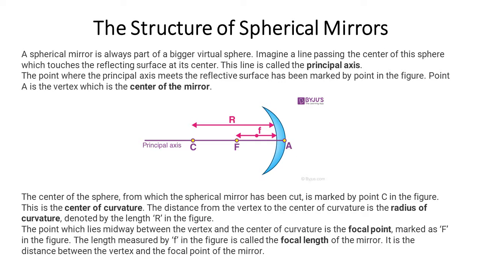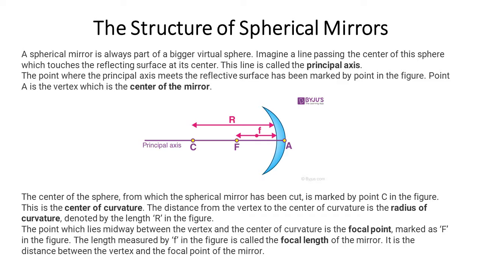Now, the structure of a spherical mirror, whether concave or convex: just remember that here you have A, which is the pole of the mirror, and there's an imaginary line drawn, which is called the principal axis. This is exactly passing through the center of the mirror. Then you have the point C, the center of curvature, which is on the principal axis, and the distance between point C and the pole of the mirror is denoted by R, which is your radius of curvature.